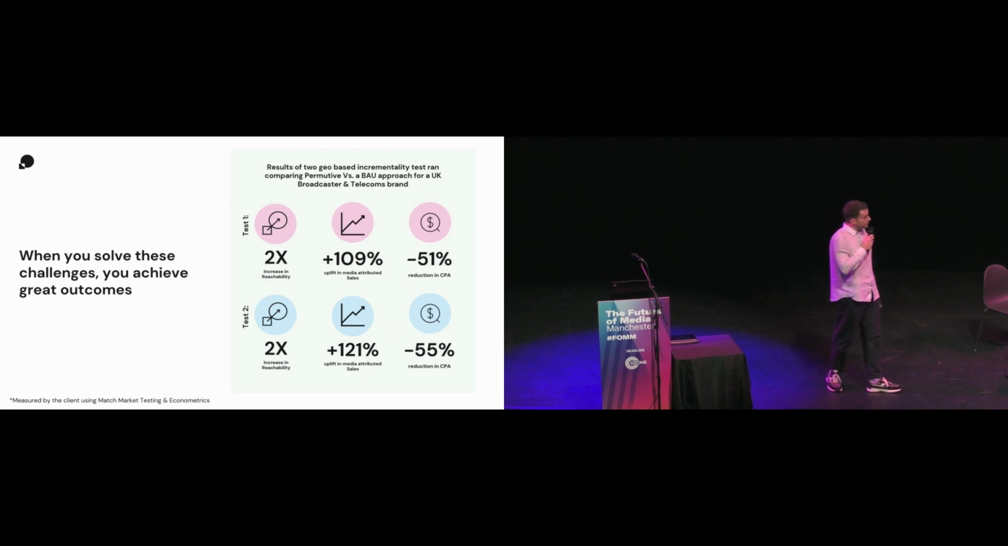And as a consequence of that, combined with them using their first-party data to fuel the targeting, we increased their sales versus their BAU approach by over 100% in both iterations, and we halved their CPA in both iterations as well. So this was transformational for their programmatic business, and this has gone to be rolled out. Permutive has gone to be rolled out across their prospecting activity, across many different products.